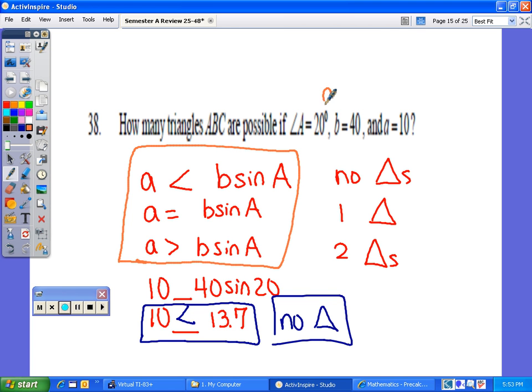For this entire section, please make sure that you are in degree mode. So from now on, for the rest of the packet, you should be in degree mode. So when we do this, 40 times sine of 20 does give you 13.7. A is 10, and 10 is less than that. So this is not an equal sign, this is like a blank. So basically 10 is less than that, so we have no triangles possible.